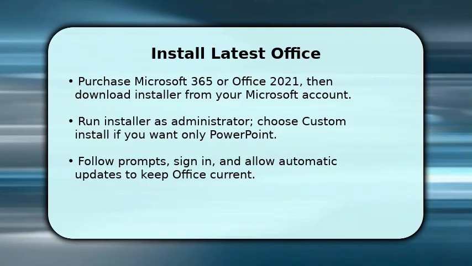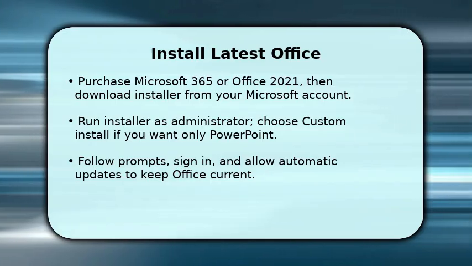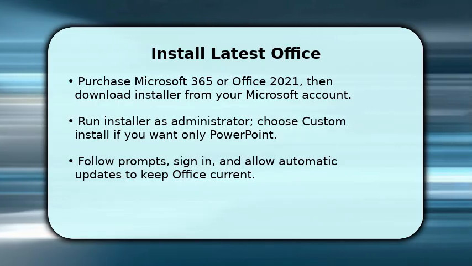Now install the latest Office suite from your Microsoft account. Download the installer linked to your subscription or purchase. Run it as administrator so permissions don't block file moves. Choose a custom install if you only want PowerPoint to save space. The installer migrates core components and registers Office for updates.